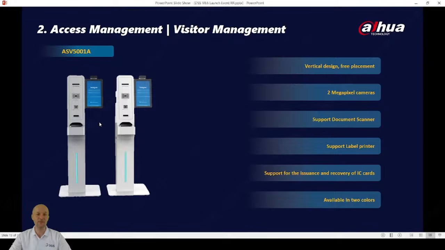How does this new terminal look? We have the new access control terminal over here, ASV5001A. It comes in two colors. It comes with a QR code reader, a printer, an OCR scanner for the IDs and the passports, and you can also add your card or verify your card over here. The terminal has a touch screen and a camera, so we can also add the visitor's face if this is required for visitors. It's a vertical design, free placement, 2 megapixel camera, a very nice device which can be added to your visitor system.